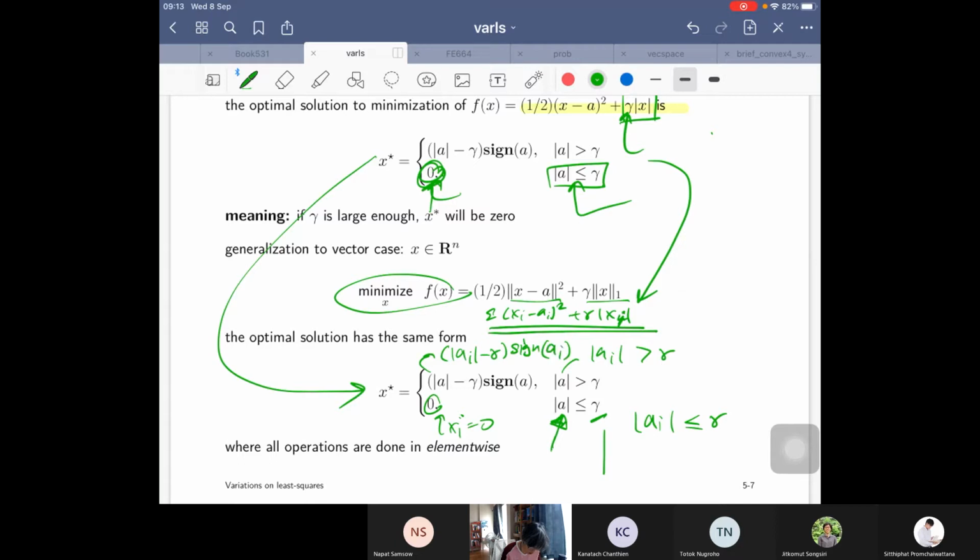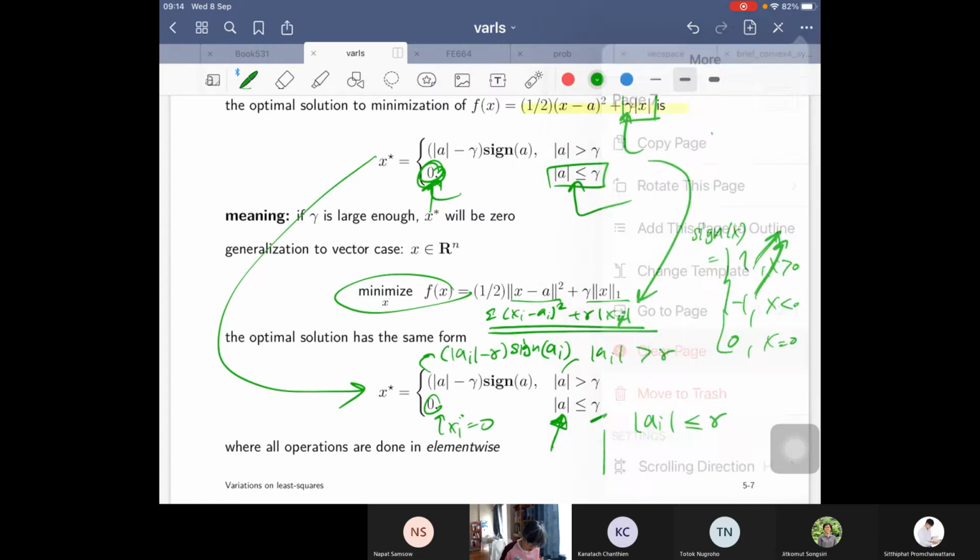This is the sign function. What is the sign function again? The sign of x is 1 when x is positive, and minus 1 when x is negative. When x is 0, you can assign it, it's up to you, to 0 or either one of these two cases.